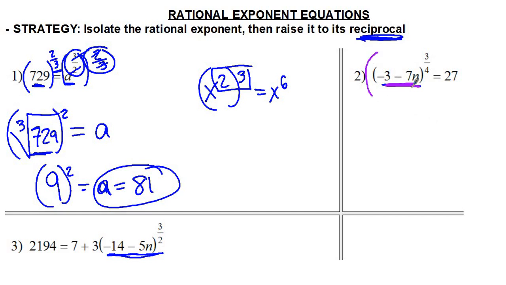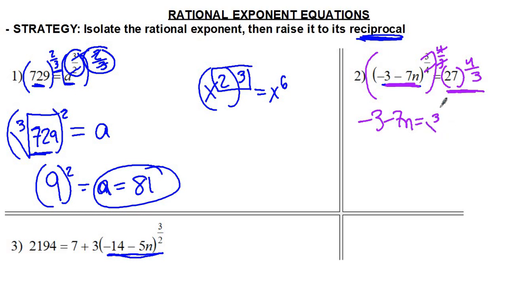So I see it being raised to the 3/4. That means in order to make that a first power instead of a 3/4 power, I need to raise it to the 4/3, which is the reciprocal. And the same on the other side. So these will cancel, and we're just left with -3 minus 7n. And then right here, what root are we taking right here?